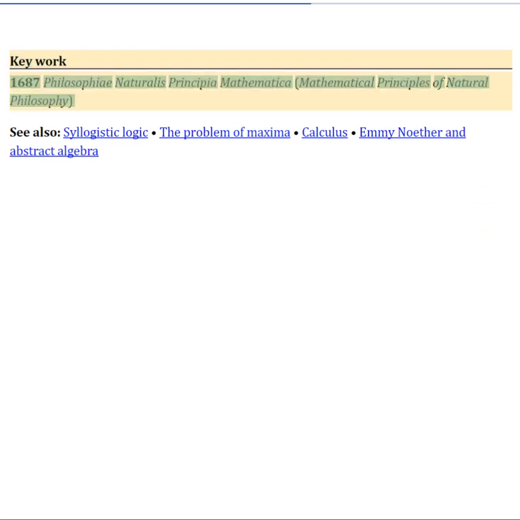Key work: 1687 Philosophiae Naturalis Principia Mathematica. See also: syllogistic logic, the problem of maxima, calculus, and abstract algebra.